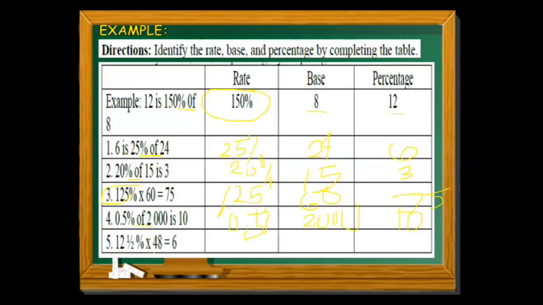When it is multiplication, it is still the same. 12 and 1/2% times 48 is equal to 6. So 12 and 1/2 with the percent sign is the rate, times 48. That's going to be the base. And then our percentage is 6. So simple. Always remember, the rate is whatever has the percent sign. The base is after the percent of. And the remaining number will be the percentage.